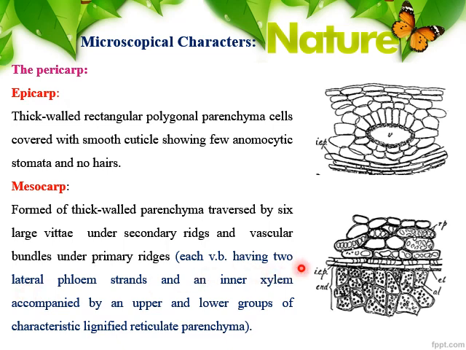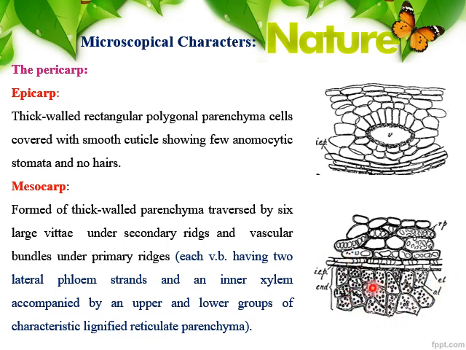As we said, each vascular bundle have 2 lateral phloem strands and an inner xylem accompanied by lower group of characteristic lignified reticulated parenchyma. This is the structure or appearance of parenchyma with reticulated lignified inside, appearing as pale red or rose color with phloroglucinol and hydrochloric acid. The innermost layer, or the endocarp, showing the parquetry structure or the presence of small daughter cells in different direction, giving typical parquetry appearance.